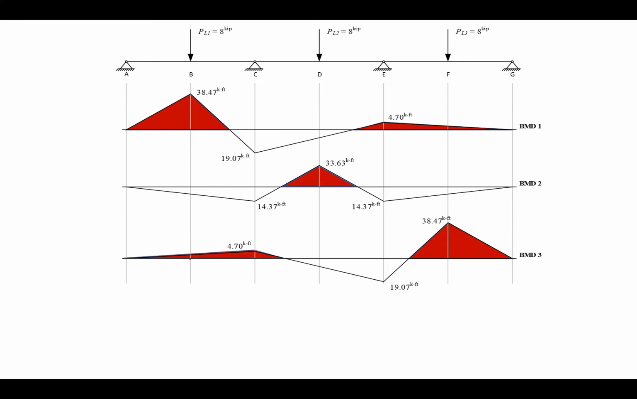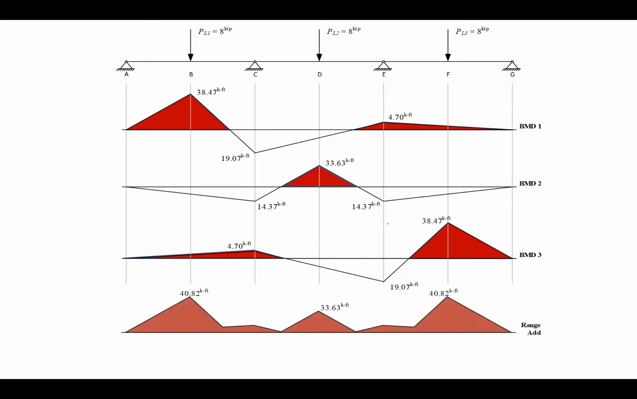So I'm not going to include bending moment diagram number two in this range because it's actually negative. I'm not going to include bending moment diagram number one in this range because it's actually negative. I'm not going to include bending moment diagram number three down here because it's negative in that region. So it takes all of those contributing areas, adds them together, and that gives us the results of the range add.